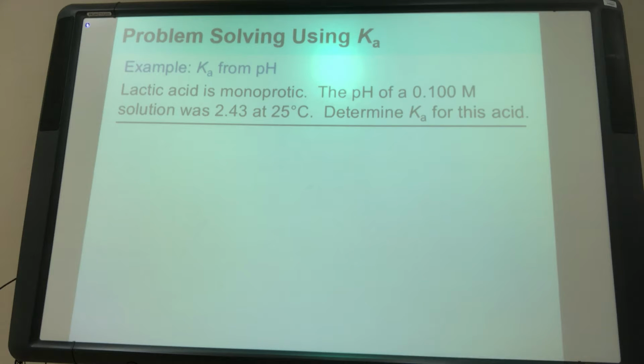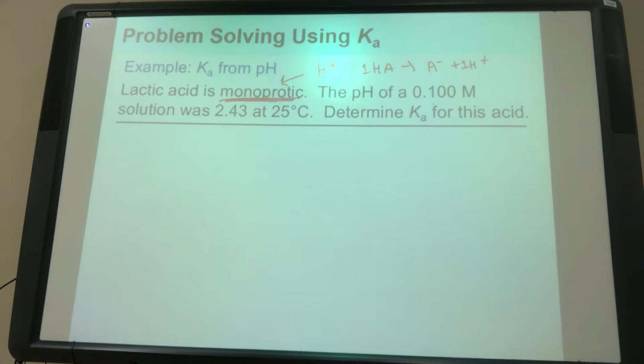It says lactic acid is monoprotic. We're going to talk about this term a little bit more, but what it means is when it releases an H, when it breaks up, it's only one. So I know that my acid, when it breaks apart into the A and the H, is a 1-to-1 ratio. It's just telling me it's a 1-to-1.